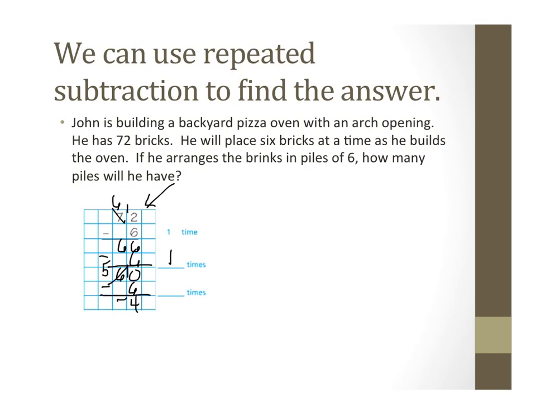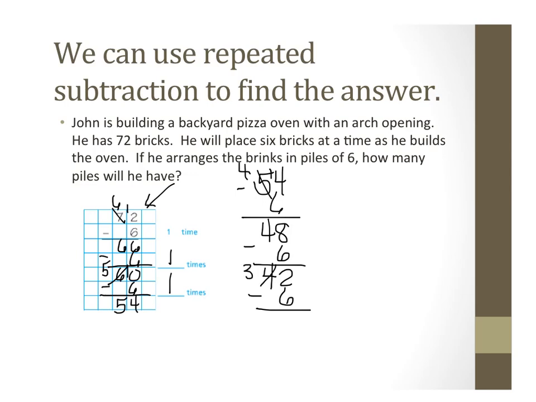And he'll have 54. I still have more to subtract, so I'm going to go up here. 4 minus 6, I can't do it, so I'm going to regroup. 14 minus 6 is 8. I bring down the 4. I take away another 6. 8 minus 6 is 2. I take away another 6. I need to regroup this time. I take away another 6.